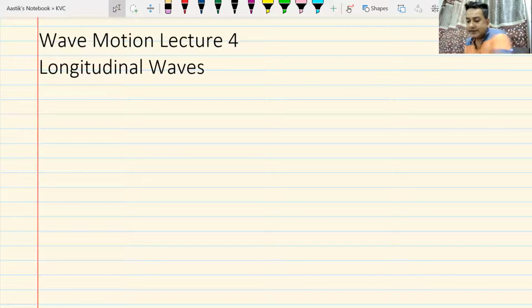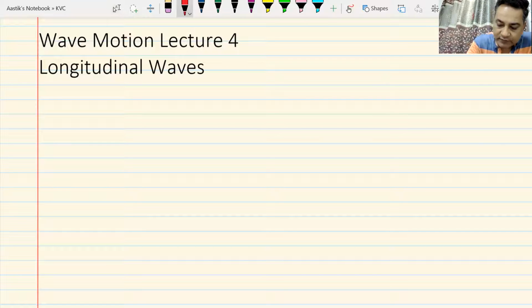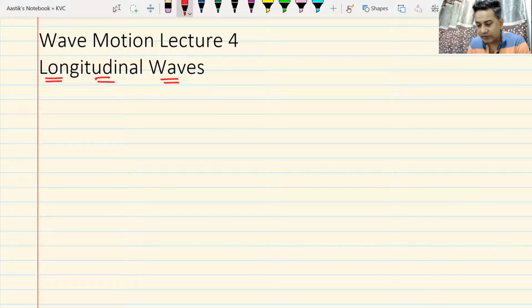This lecture is wave motion lecture number 4, and we are dealing with longitudinal waves. We have already started with longitudinal waves. We have seen what longitudinal waves are. In longitudinal waves, if the wave is propagating along the x-axis, particles are also oscillating in the same axis. This propagates by the phenomena of compression and rarefaction.